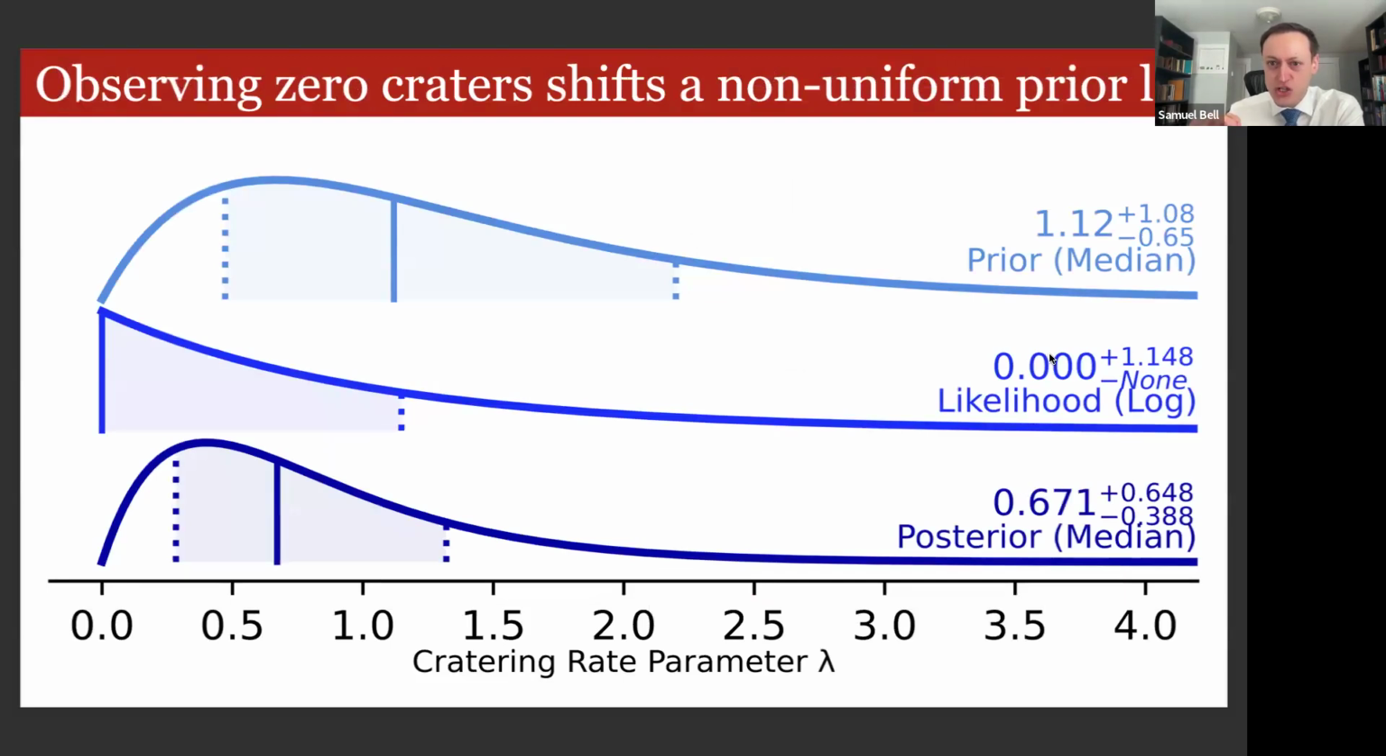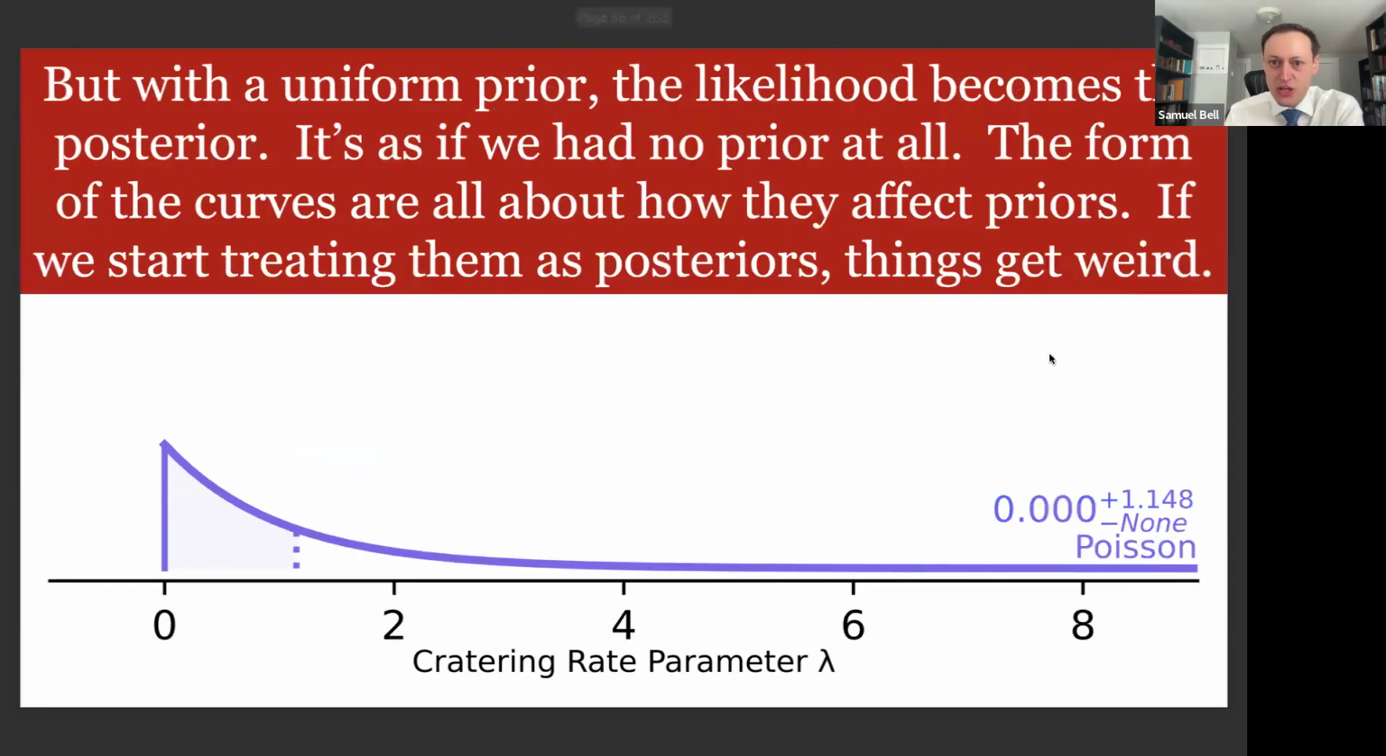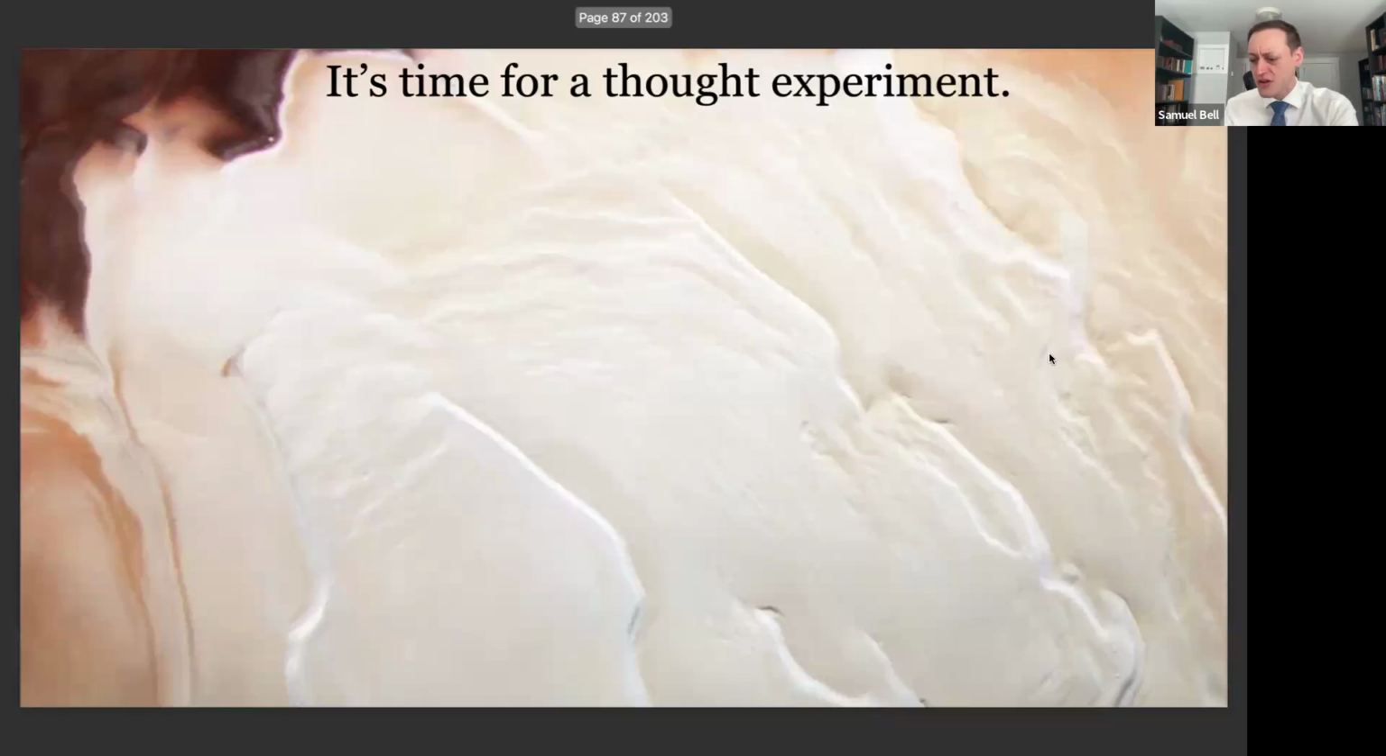Observing 0 craters shifts a non-uniform prior left. A crater count of 0 is evidence of lower lambda and age. But with a uniform age prior, the likelihood becomes the posterior. It's as if we had no prior at all. The forms of the curves are all about how they affect priors. If we start treating them as posteriors, things get weird.